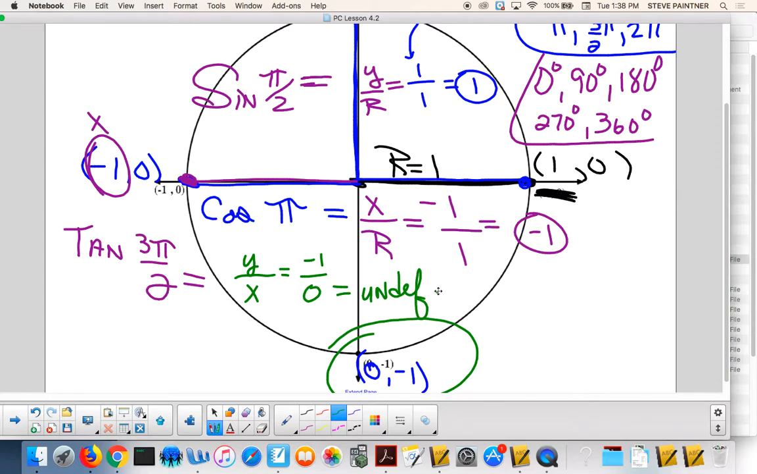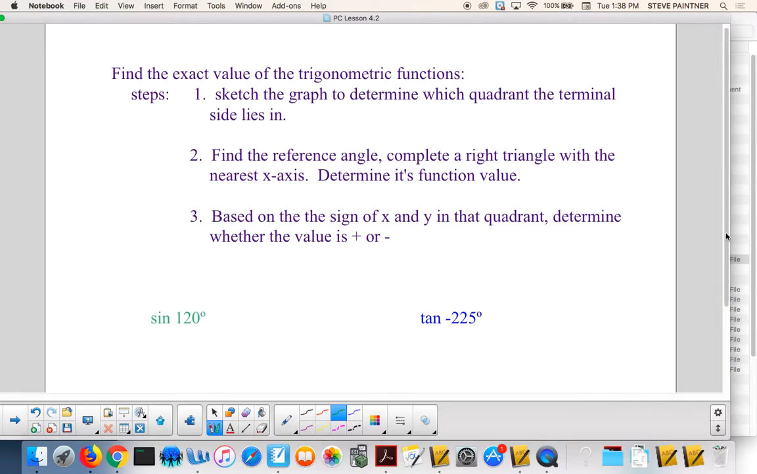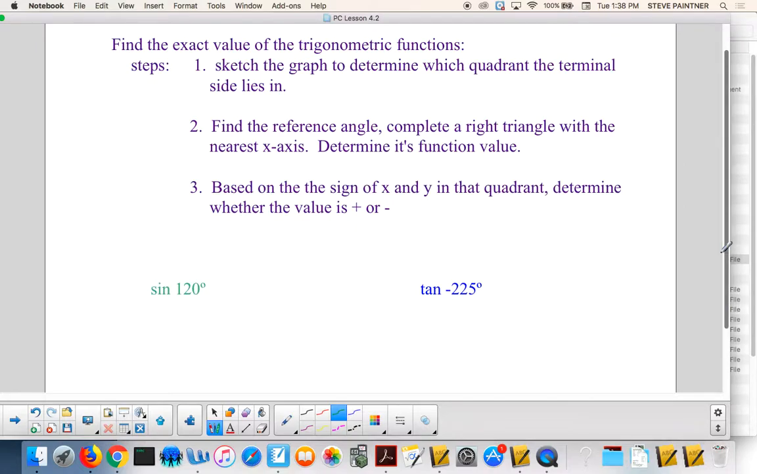All right. That's good now. Okay. Here we go. Now we're actually going to do some work. This is the work I need you to do on the test. What is sine of 120? Okay, so how do we do this kind of stuff without our calculators? First, you sketch the graph. Go ahead and sketch it.